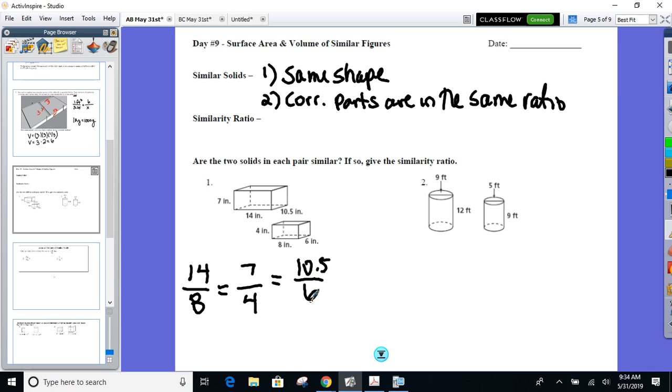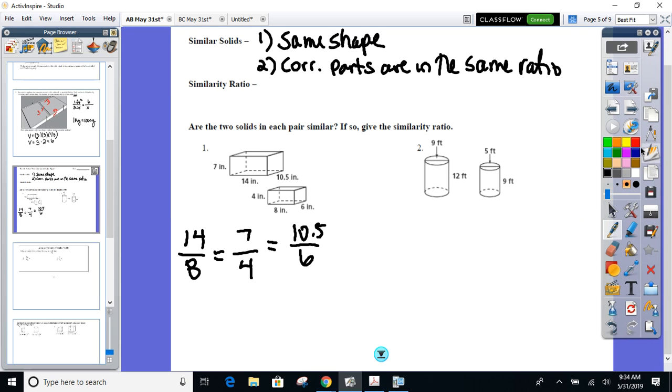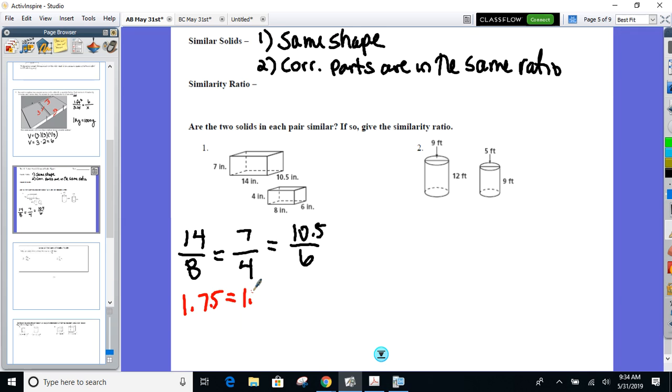Can we figure out if all those are in the same ratio? And how are you doing it? How do I figure out if all 3 are in the same ratio? Divide them. See if they come out to be the same decimal. And what are you noticing? 1.75, 1.75, 1.75. So these are similar.